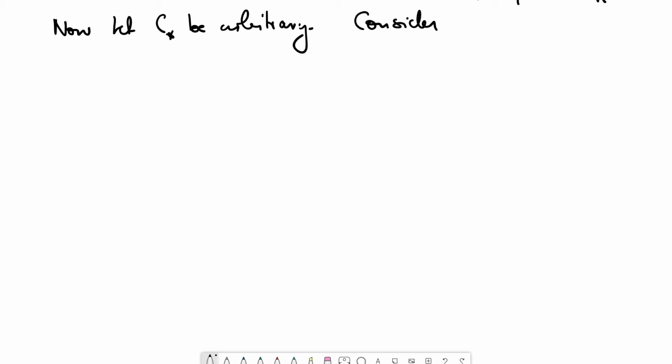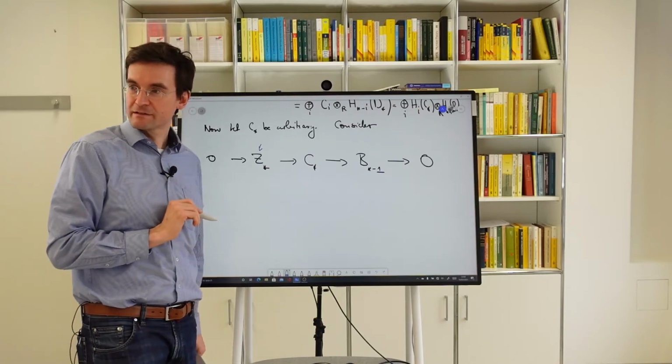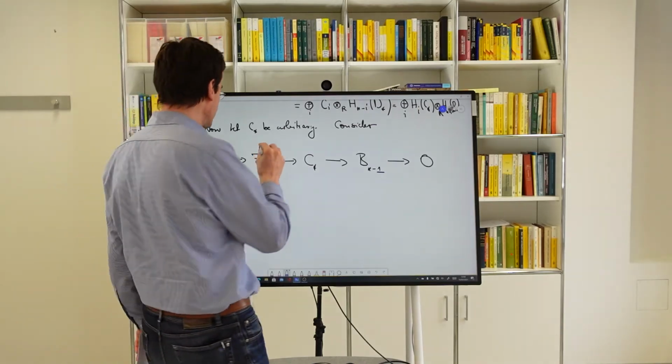And consider this kind of decomposition of C star, if you want, into a short exact sequence, where we have here the cycles, and here the boundaries. And we consider both of them, as Holger did in the previous video, as chain complexes with zero differentials. And I think you argued that these are maps, the inclusions are maps of chain complexes.